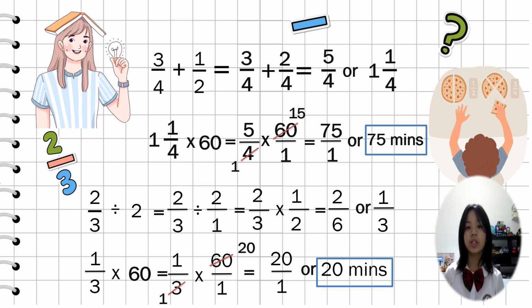1/3. We will first make our whole number into a fraction, so our equation will be 1/3 times 60/1. 60 and 3 are divisible by 3, so we divide it by 3 to simplify. 60 divided by 3 is 20, and 3 divided by 3 is 1. So now we have 1 times 20 and 1 times 1. The answer will be 20/1 or 20 minutes. Our second drill will be 20 minutes each set.